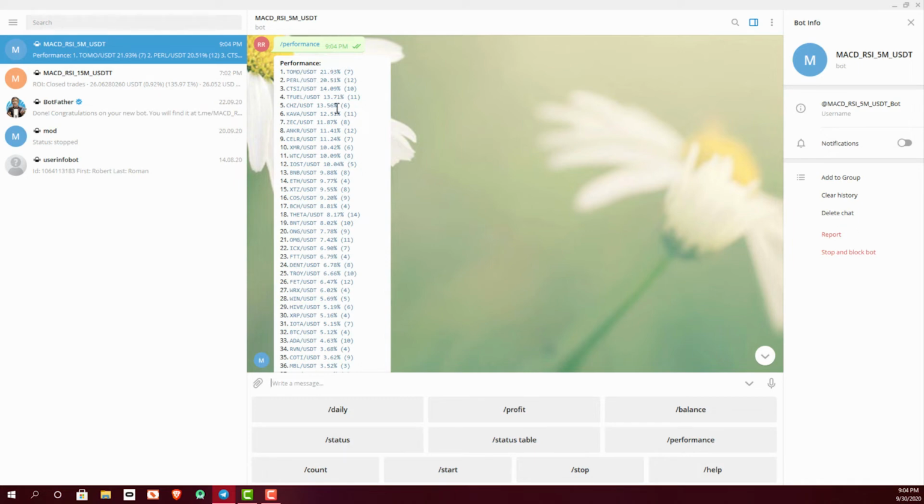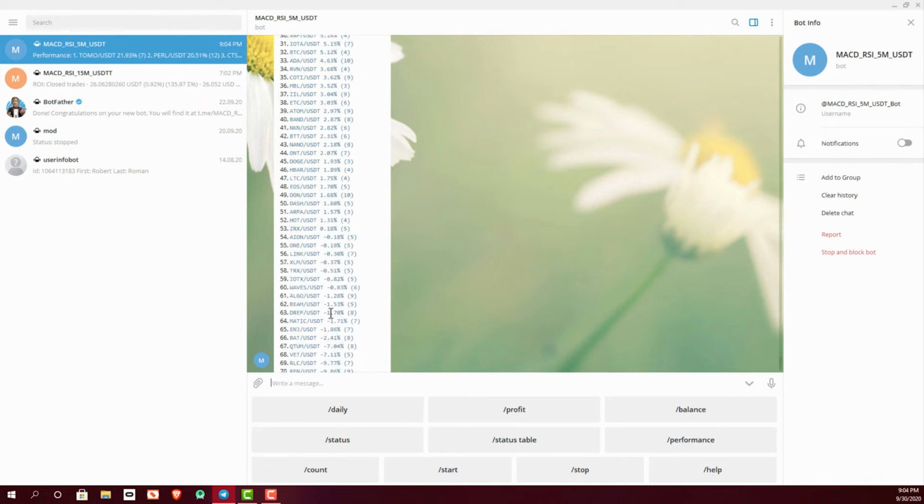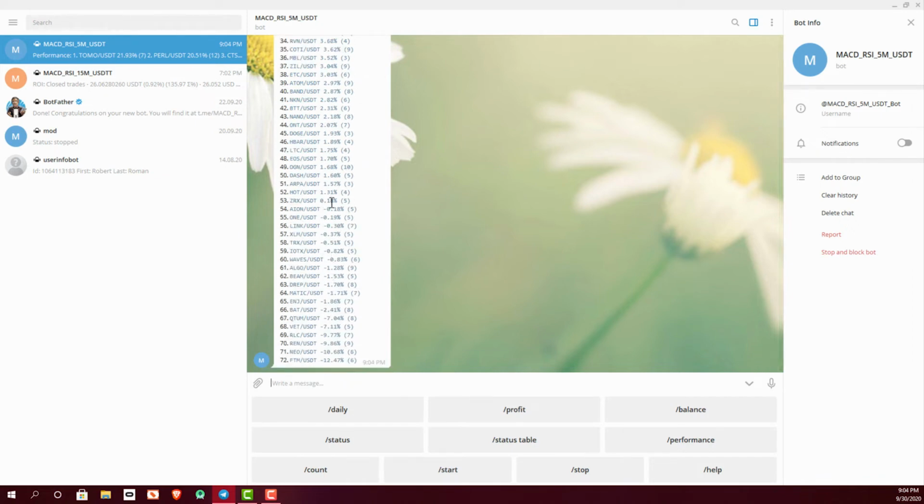See all these good profits here. Oh man, that's amazing. And then slowly it goes down to our losses. Our losses are very minimal. It shows our biggest loser is FTM with a negative 12% on 6 trades, and NEO as well. If you feel like these are holding you down, you could always go ahead and take these pairs off your whitelist so you don't have to trade these anymore.